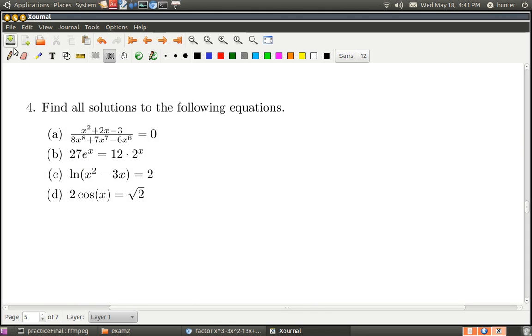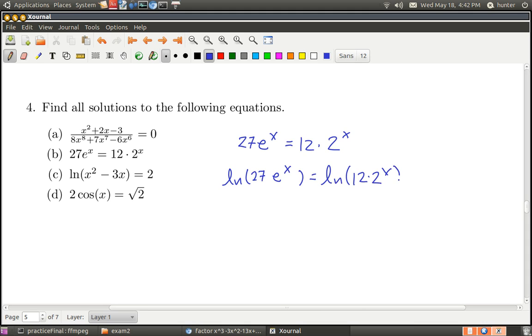And so let's see if B is any tougher. It is. Alright, so let me copy the equation. The equation is 27 e to the x equals 12 times 2 to the x. So there are several different ways to approach this problem, but let me do it this way. You just apply natural log to both sides. Whenever the x is in the exponent, that will almost always work. So what happens after you do that? You get ln of 27 e to the x is equal to ln of 12 times 2 to the x. Alright, and now do the properties of logs trick.